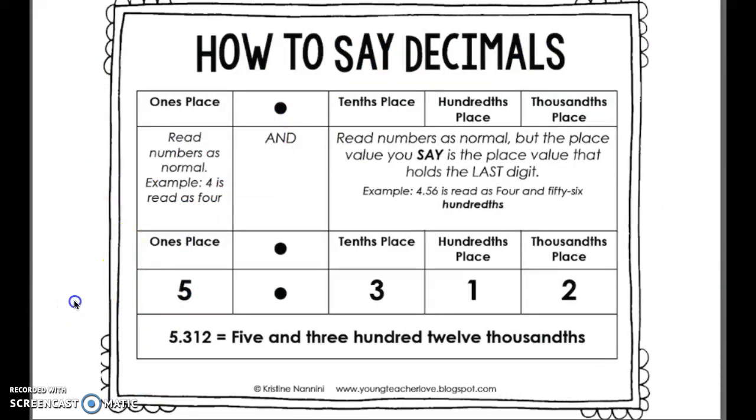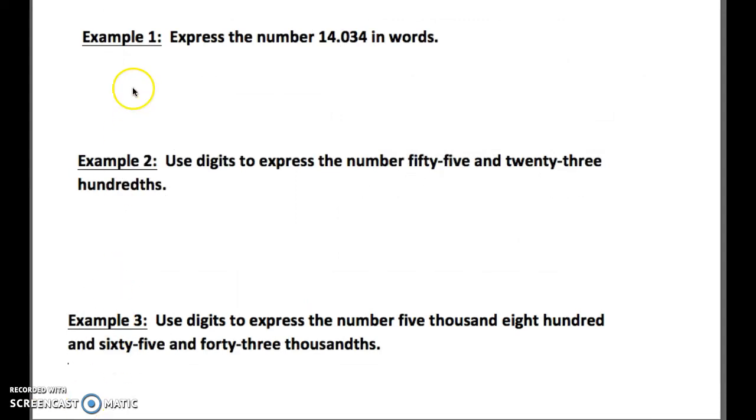And here's just another visual showing the exact same thing one more time, with some smaller numbers. The first number that we have here is a 5. So 5 and our last digit is in the thousandths place. So we would say 5 and 312 thousandths.